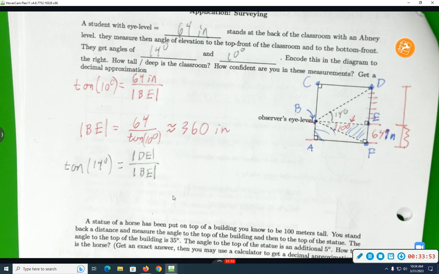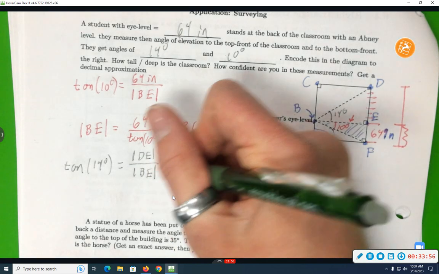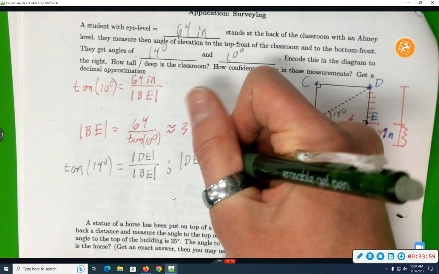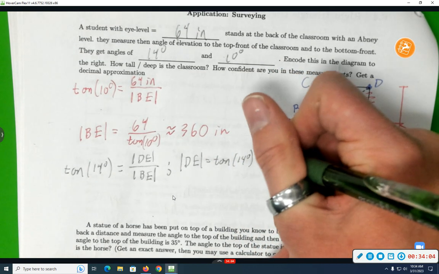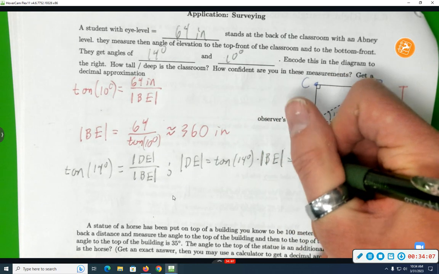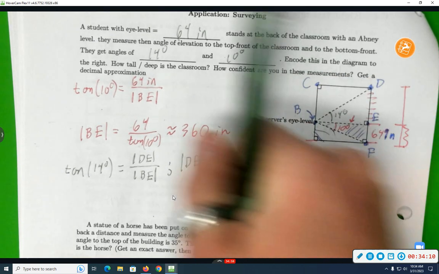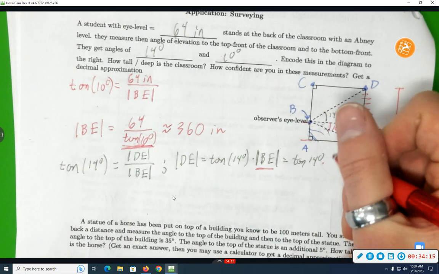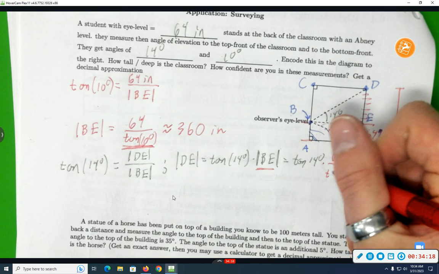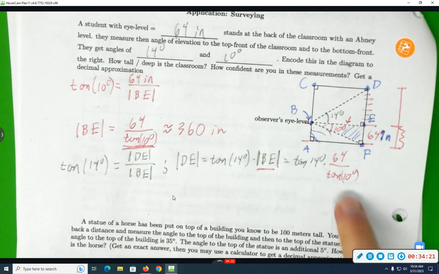I think so. Doing that, you get side length DE is equal to tangent of 14 degrees times the side length BE, which is tangent 14 degrees times 64 divided by tangent 10 degrees. And I think this is close enough to being the thing that I'm interested in. So let's get a decimal approximation. Oh, maybe before I do that, are there any questions about what's happened so far?